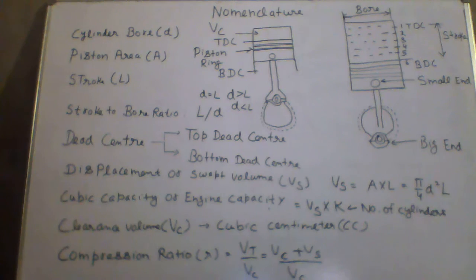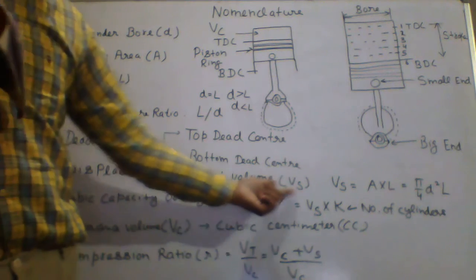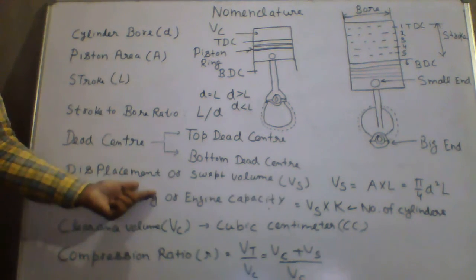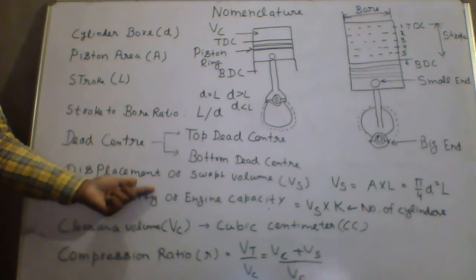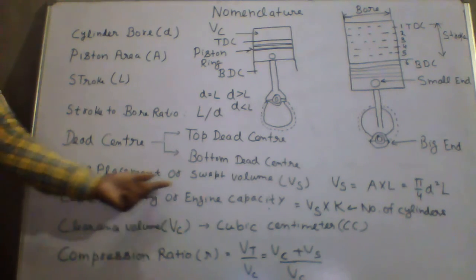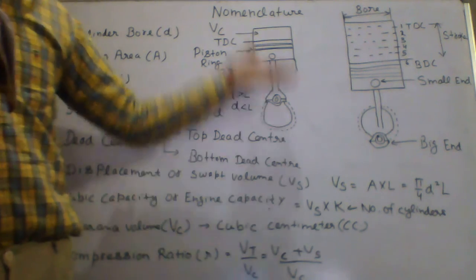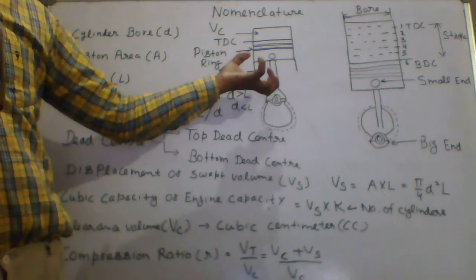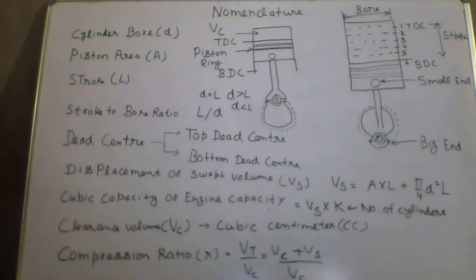The nominal volume swept by the working piston when traveling from one dead center to the other is called displacement volume. It is expressed in cubic centimeter. As you have seen in a lot of engines, they are designated by liter, for example 1.5 liter, 1.4 liter. So this is your swept volume. When the piston moves from TDC to BDC, the amount of volume covered by the piston is called your swept volume.